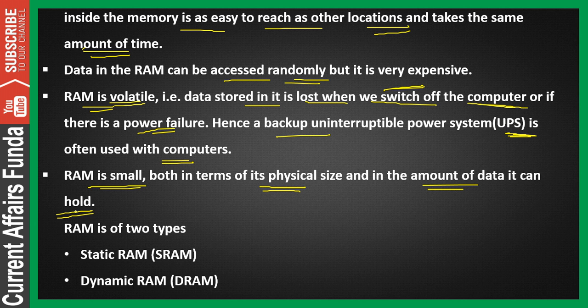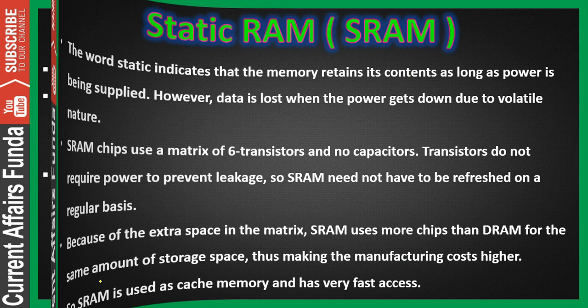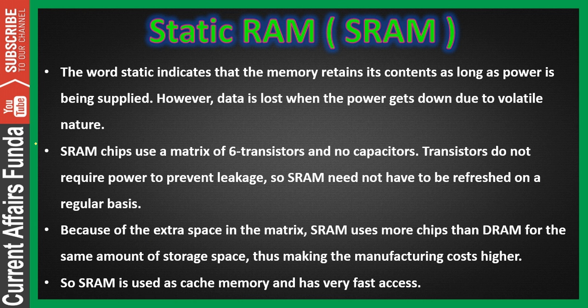Okay, RAM is of two types, which are called static RAM and dynamic RAM. Now we are going to see the categories of RAM, which has two, static RAM and dynamic RAM, which is called SRAM. So in SRAM, the word static indicates that the memory retains its contents as long as the power is being supplied.